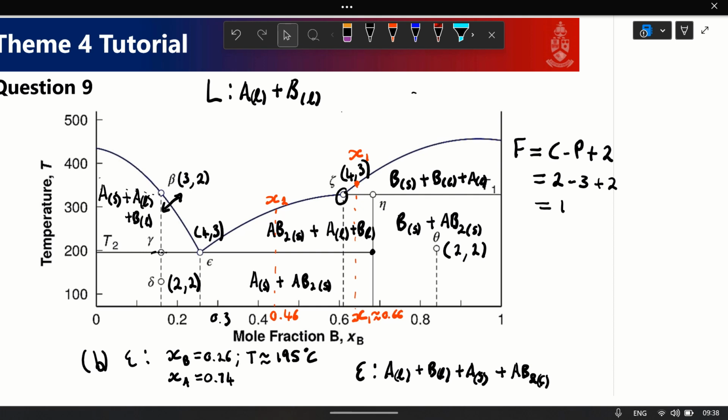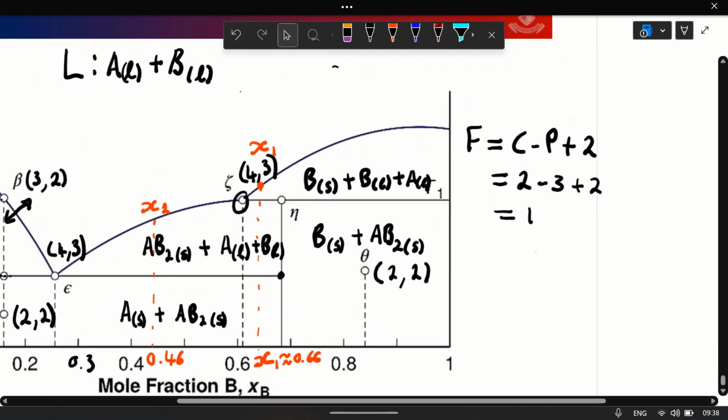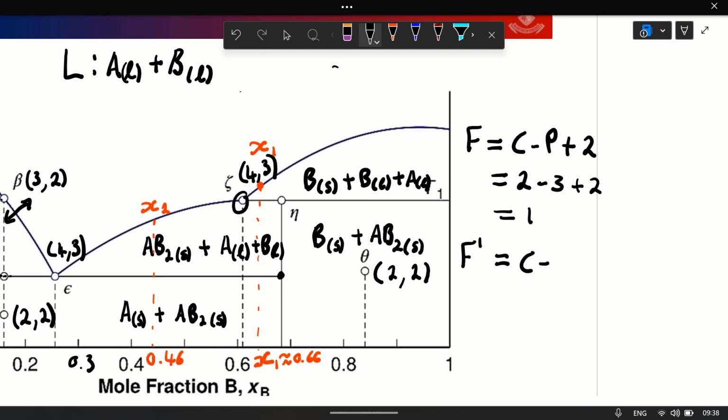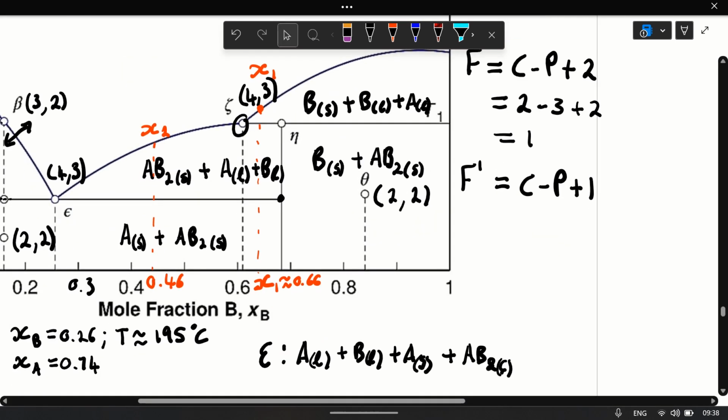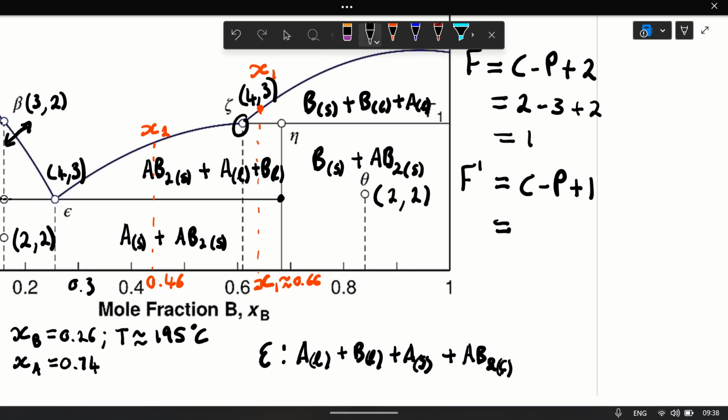Technically, if you want to look at the diagram itself, you must calculate f prime, remember, and then you calculate c minus p plus 1. Then you lose a degree of freedom. So if you're looking at the two-dimensional diagram, you get f prime is 0 at the point zeta and also at epsilon. So at zeta, no, that should be the other way around. The point zeta and at epsilon, you get it.